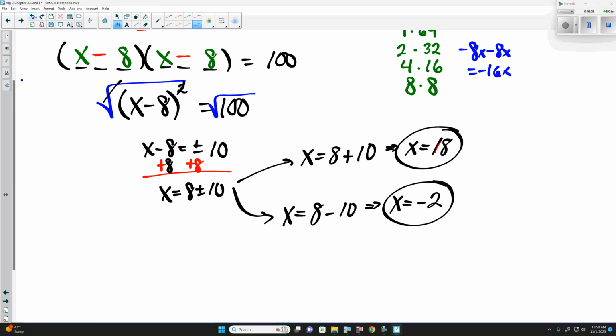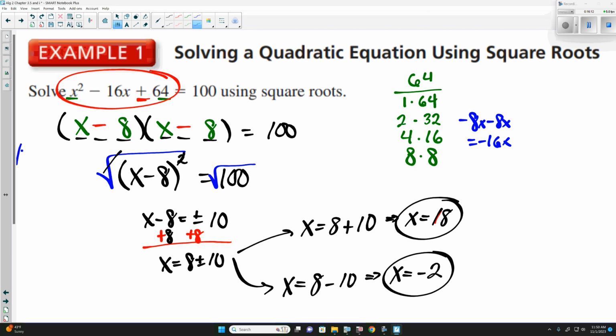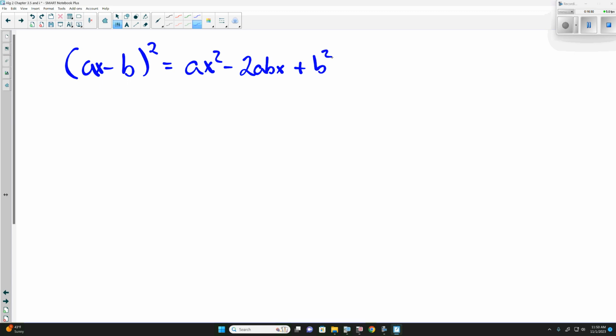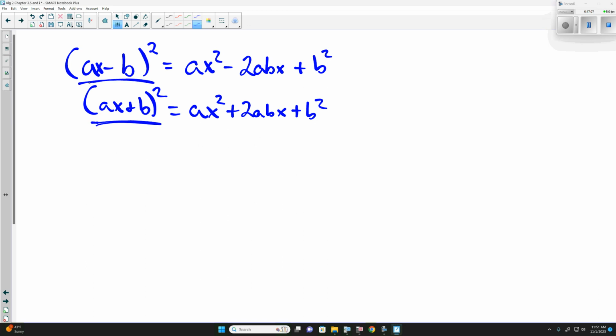Now the reason this worked nicely was because this right here, the x squared minus 16x plus 64, is a special type of quadratic. It's what we call a perfect square trinomial. And there's two of them. You can either say it's ax minus b squared, which is ax squared minus 2abx plus b squared, or ax plus b squared, which is our ax squared plus 2abx plus b squared.